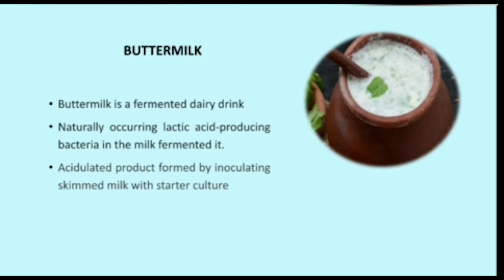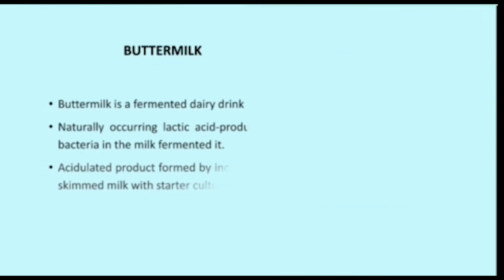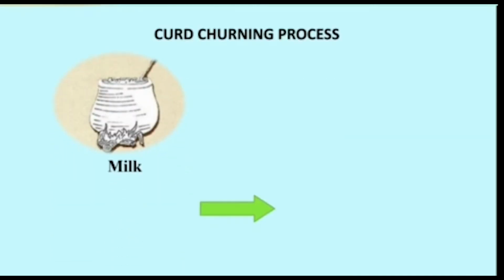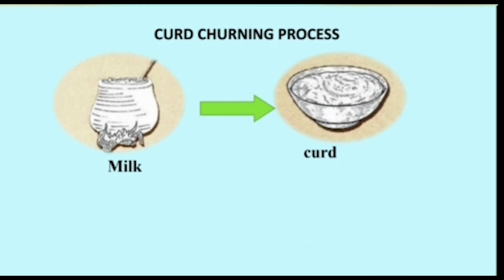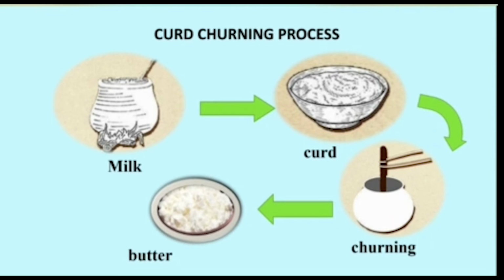Acidulated product formed by inoculating skimmed milk with a starter culture of Streptococcus cremoris, Streptococcus lactis, Lactobacillus acidophilus, Leuconostoc species at 22 degrees Celsius for 18 hours. Acidulated liquid left after churning of butter from curd is also called buttermilk.